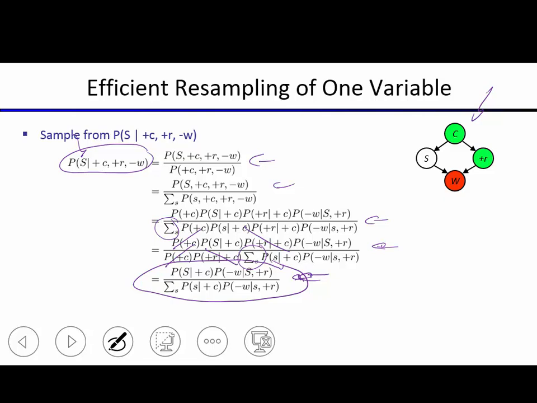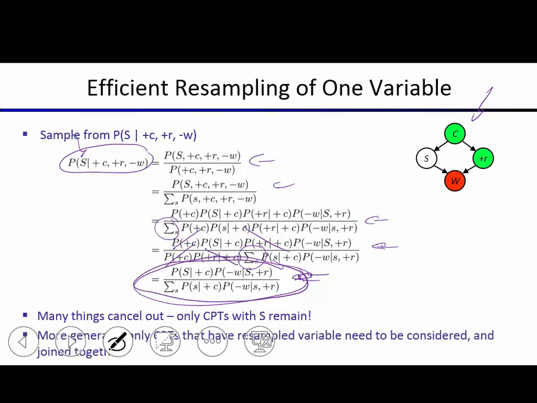So even if you have a huge BayesNet, if a variable only has a small number of connections, then only a small number of distributions will participate in the calculation we do over here. So many things cancel out. Essentially, everything that doesn't involve S cancels out. Right? So what that means is that even in a huge BayesNet with thousands of variables, maybe millions of variables, to do one Gibbs sampling step, as long as there is a small number of edges into or out of a variable S, you can do the resampling of S very efficiently.